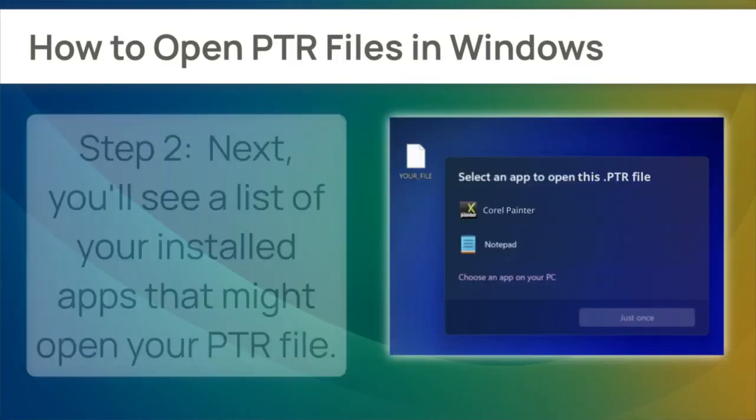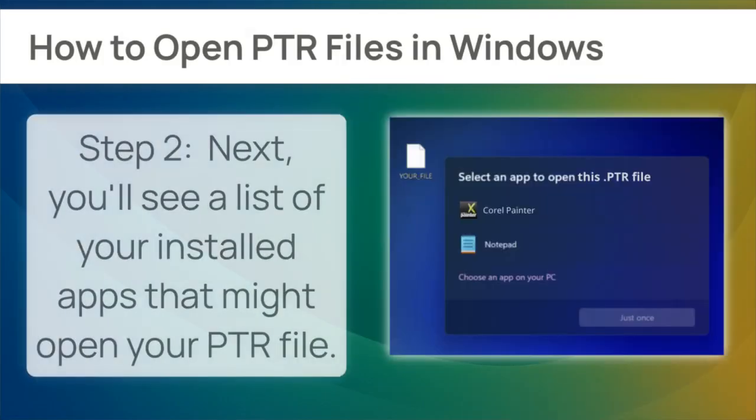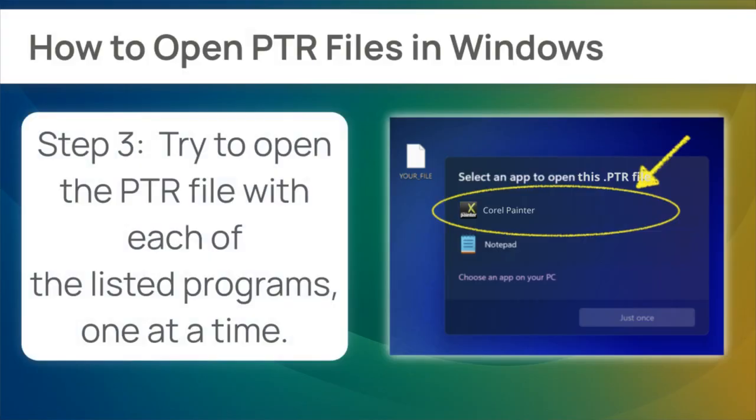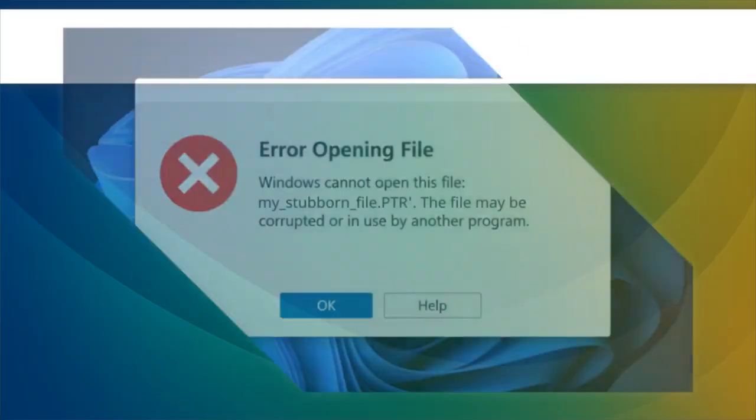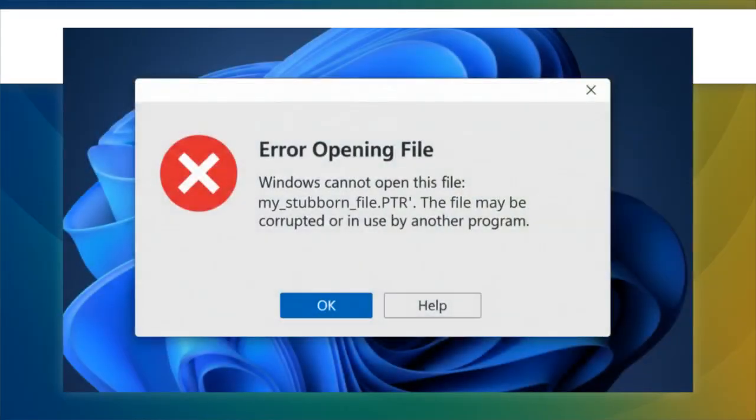Right-click the PTR file and select Open With. If Corel Painter is on your system, try that first. If not, try another option immediately. Testing is key. If your PTR file will not open, do not worry. The solution is often simpler than you think.